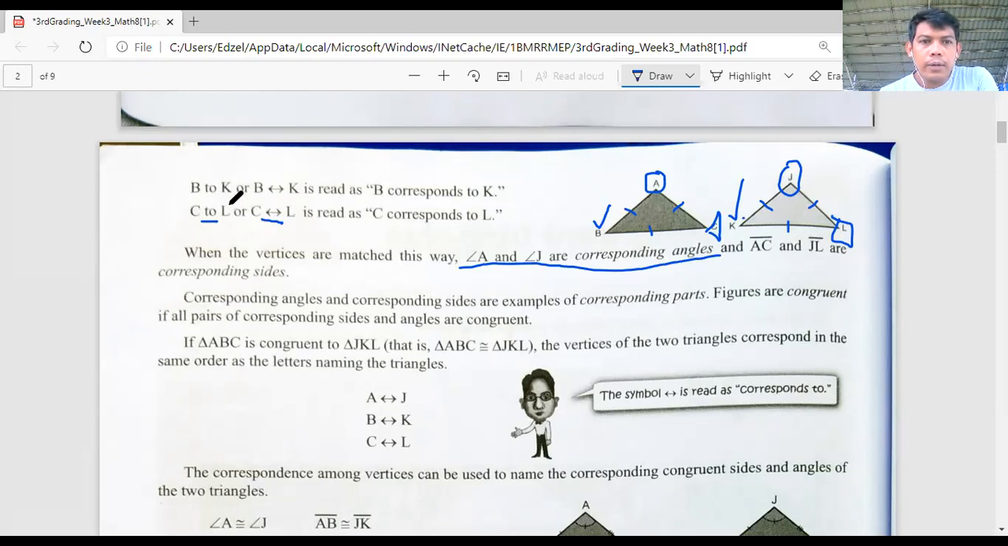So first are the vertices, the corresponding vertices. Vertex A corresponds to vertex J. Vertex B corresponds to vertex K. Vertex C corresponds to vertex L. And then after vertices, we have also corresponding angles. Angle A corresponds to angle J. Angle B corresponds to angle K. And angle C corresponds to angle L. And after which are the sides. Side AC corresponds to side JL. Side BC corresponds to side KL. Side AB corresponds to side JK.